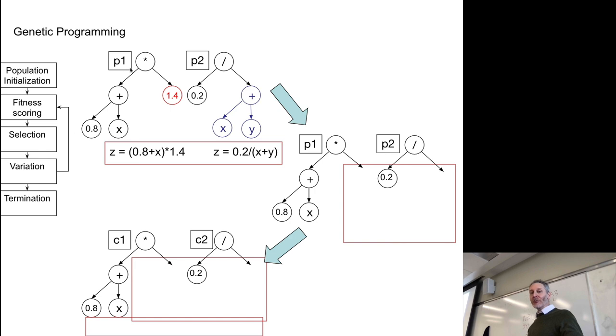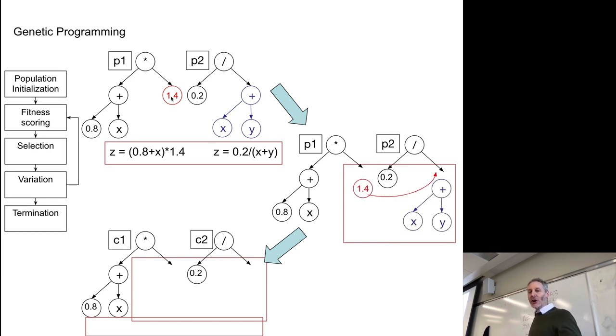I've set this up for you already by introducing these two parent equations, which we're assuming have survived up to this point in the population. And these two parents, we're going to take genetic material from these two parents and recombine them to create two child equations down here.